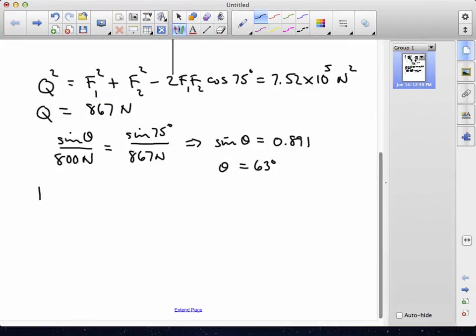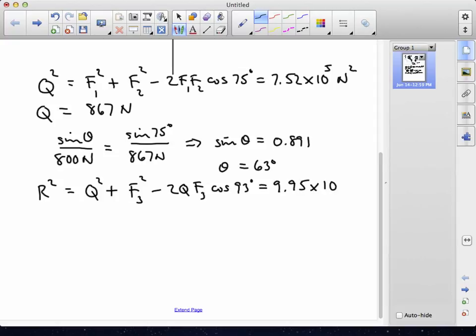R squared equals Q squared plus F3 squared minus 2 Q F3 cosine of 93 degrees. And if we plug numbers in there, we obtain 9.95 times 10 to the 5th newtons squared. So taking the square root, we get R is equal to 998 newtons.